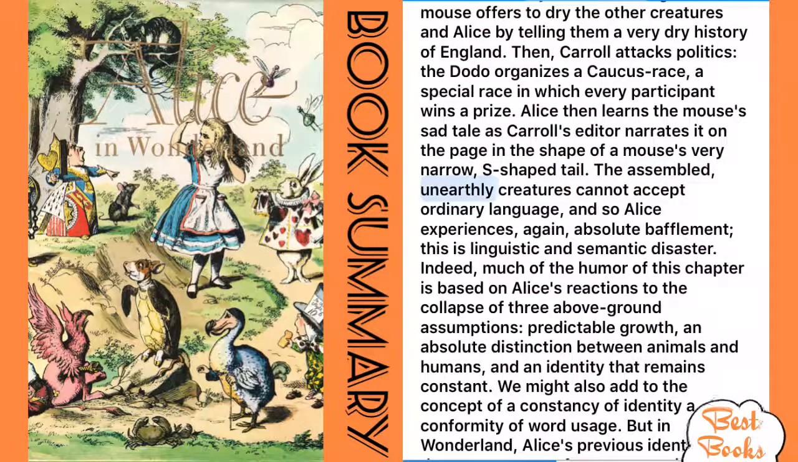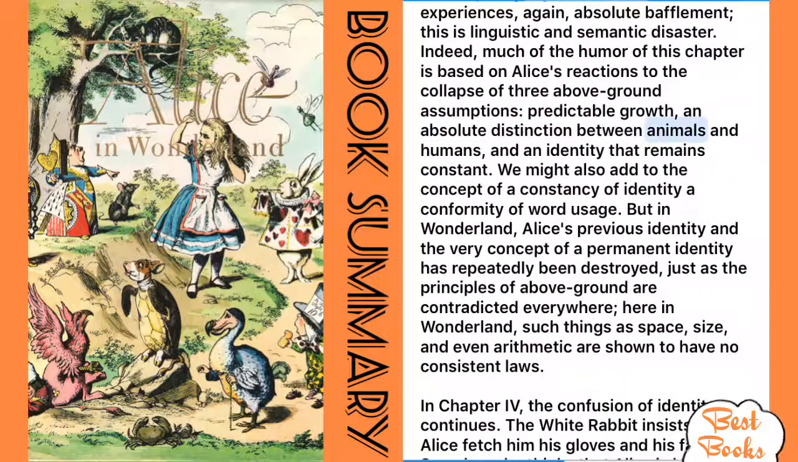The assembled, unearthly creatures cannot accept ordinary language. And so Alice experiences, again, absolute bafflement. This is linguistic and semantic disaster. Indeed, much of the humor of this chapter is based on Alice's reactions to the collapse of 3 above-ground assumptions: predictable growth, an absolute distinction between animals and humans, and an identity that remains constant. We might also add to the concept of a constancy of identity a conformity of word usage.